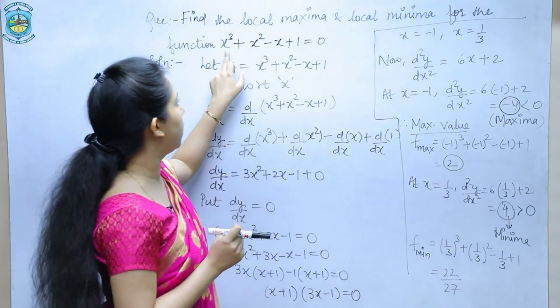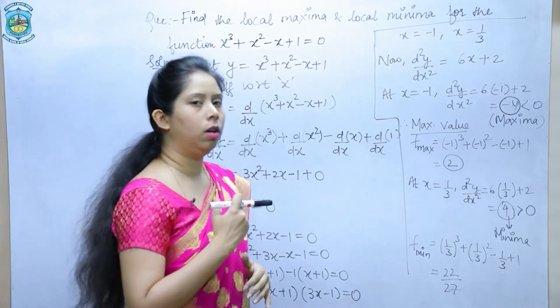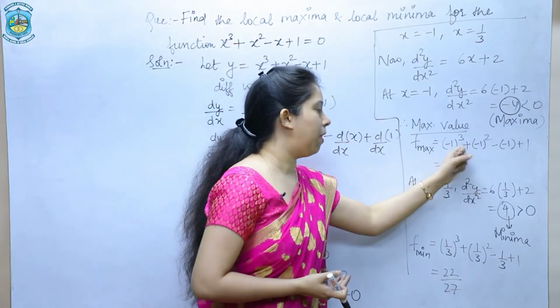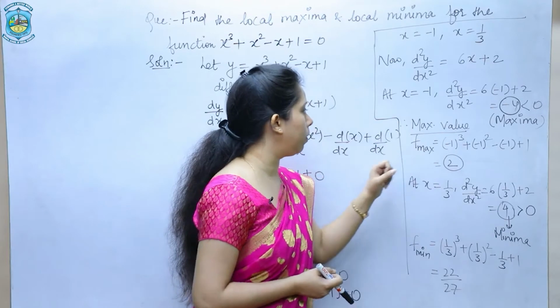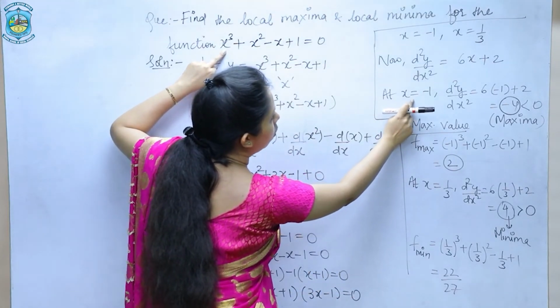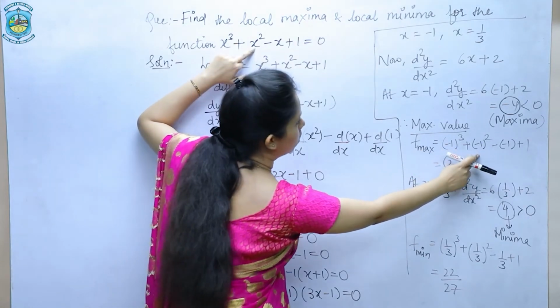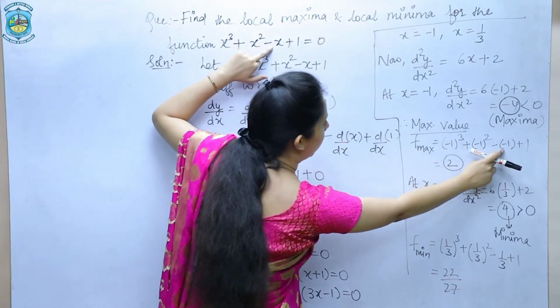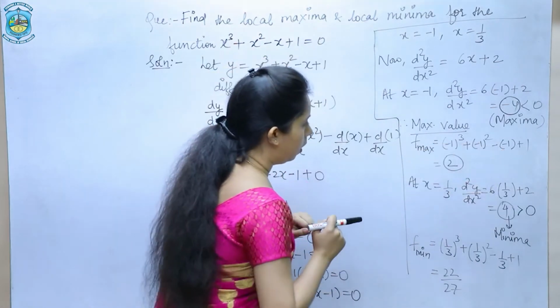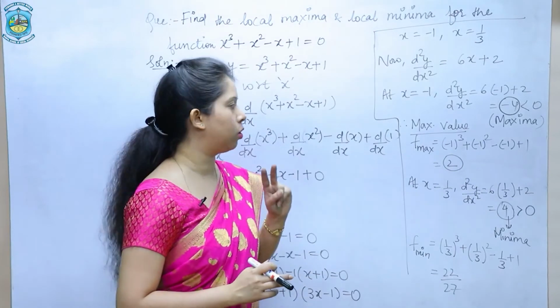So, the function was x cube plus x square minus x plus 1. So, you will have to put the point in that function. So, minus 1 cube, you are replacing x by minus 1 for the maximum value of the function. So, that would become minus 1 whole cube plus minus 1 whole square minus of minus 1 plus 1. So, f max is 2. So, the maximum value of this function is 2.